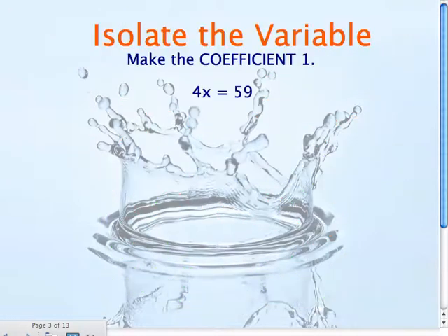So starting with this one, we got 4x equals 59. So the goal any time you're solving is to isolate the variable. In this case, the variable is x. And the way we need to isolate is to get rid of that 4. Now, the coefficient is 4. If I can make it 1, that's isolated. 1x is just x. So, how can I make it 1?